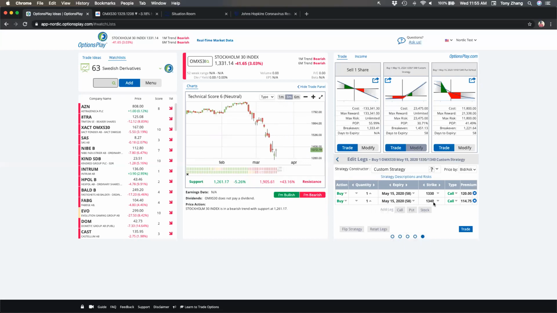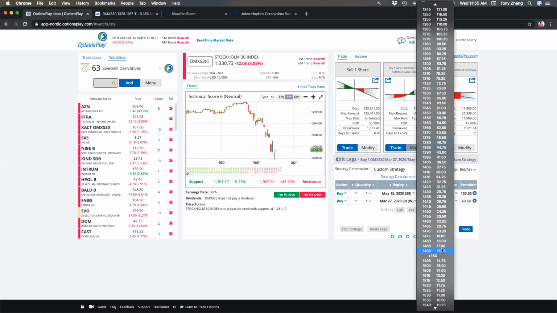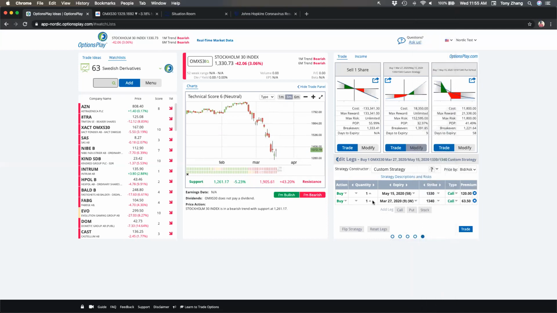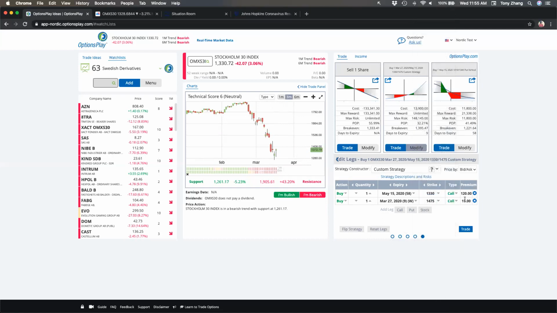What we can do is also sell a short-term option. Maybe we sell something like 1475, 1480, which is all the way up here. 1475 is that high that we had here on last Friday. So 1475 would collect me 19 crowns.